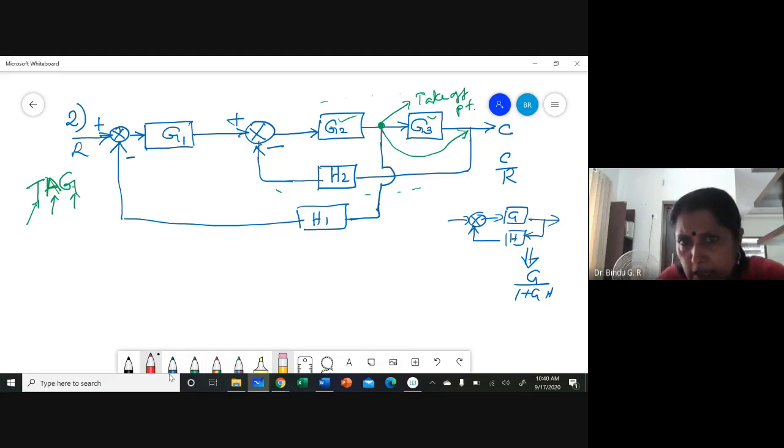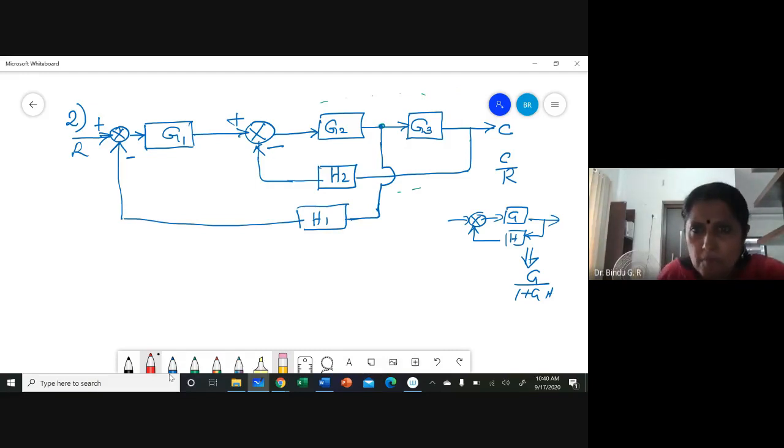If I want to take this takeoff point to this point, it means I am taking this takeoff point after G2, G3, because signal flows in that direction. But if I am taking this takeoff point here, I will be taking it ahead of G3 or ahead of G3 and G2. Okay. So now what I am going to do, I hope you understood. As Saran said, the problem is with this takeoff point.